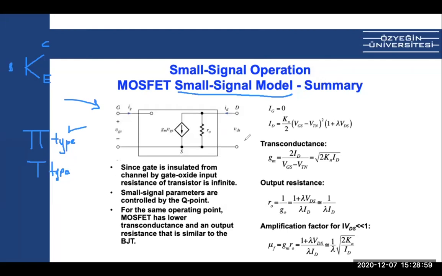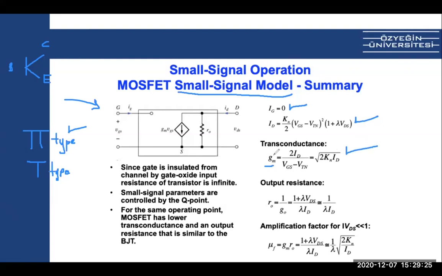And quick recap, the gate current is 0. The MOSFET is in saturation, so this is the formula. And from this formula, you can find the GM. It's good that you first derive these things, and then you can memorize it if you like, or put it in your notes.